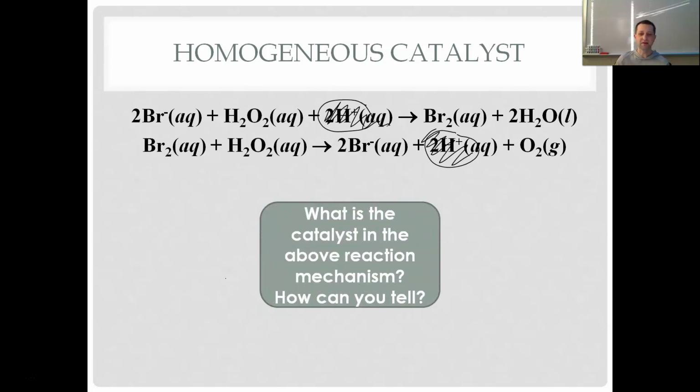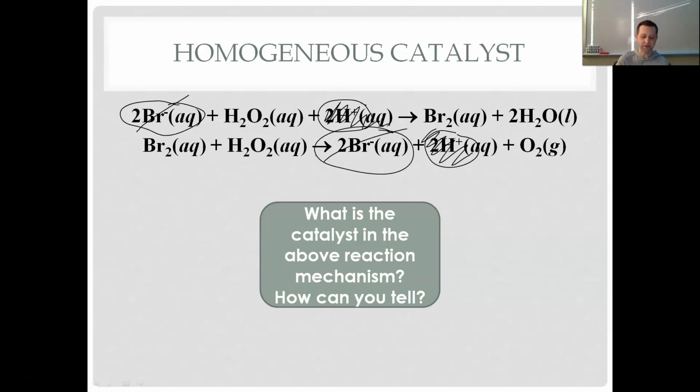So what's the catalyst in the above reaction mechanism? If you take a look at it, you should end up with Br minus 1. That is being used up here, and I'm making it over here. Because remember, catalysts can be used over and over and over again. So it's something that is used up and then made. Make sure you know the difference between catalyst and intermediate. You should be good to go.